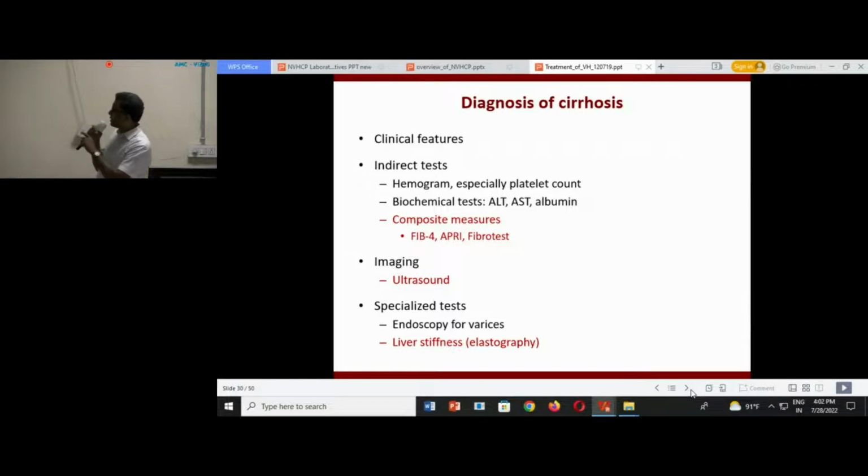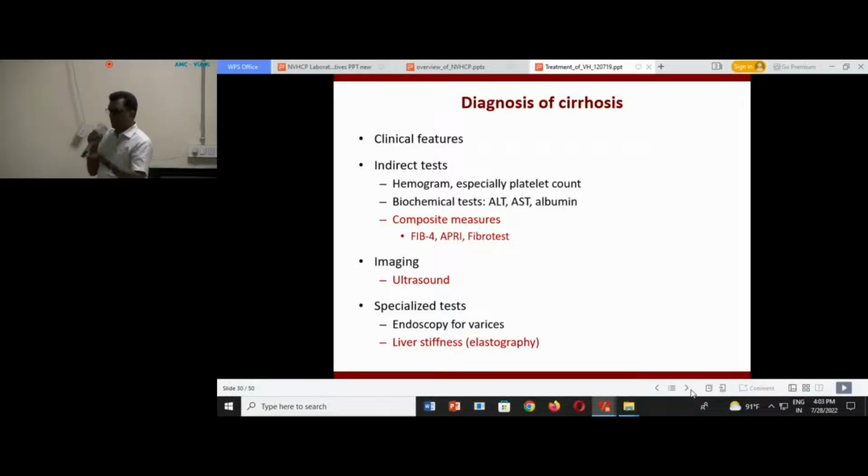We have what is known as composite measures. That is FIB4, APRI and FibroTest. These are nothing but biochemical tests used in a composite manner to assess that this patient probably might be in early fibrosis. FIB4 and APRI. APRI is nothing but AST platelet ratio index. So they have some ratios. Based upon the ratios, we see that if this is more than that, then we start the treatment. That means the patient has fibrosis.